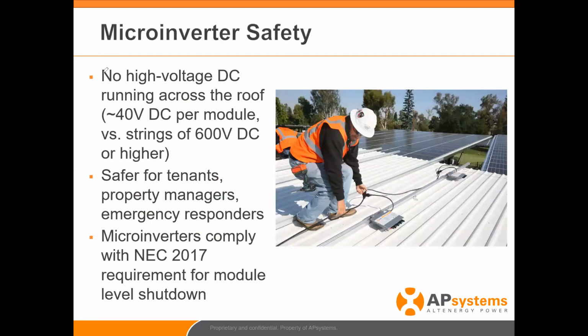And like I said, the big one here, no high voltage DC running across the roof. So your maximum risk is this 40 volts DC coming off the modules. So no more 600 or higher voltages coming off that roof. It's all under the roof, all under the panel, and all under 40 volts per string. So at the end of the day, it's safer for the people that live in the building or work in the building, people that own the buildings, or any kind of emergency responders that are coming to the site.